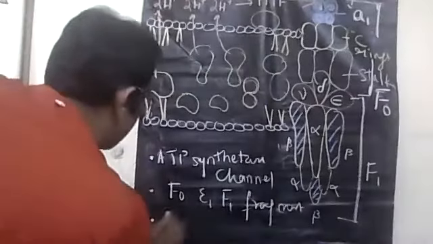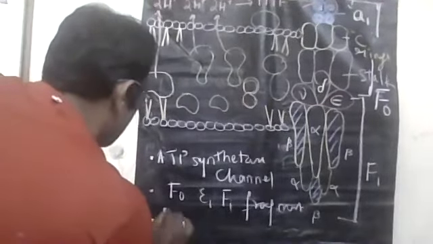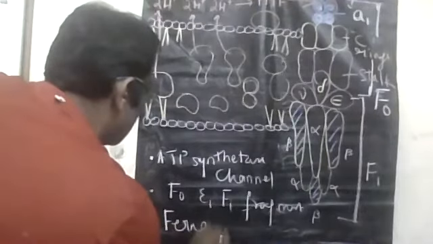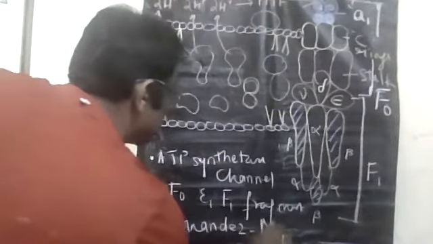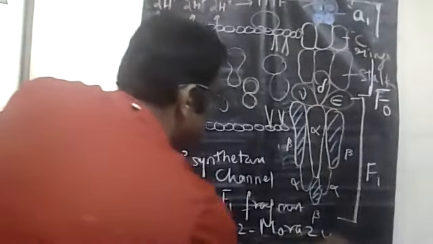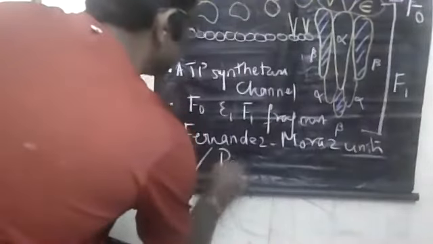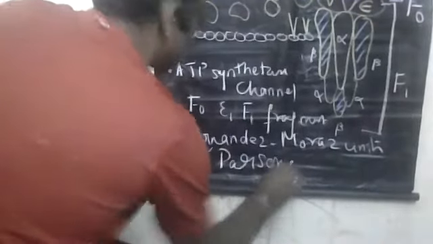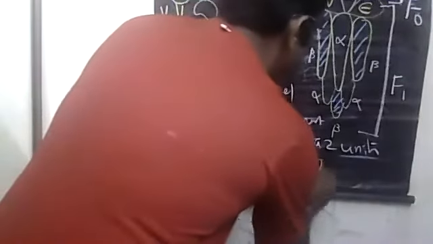Those proteins are called Fernandez-Moraz units. They worked on this. They're also called Parsons, P-A-R-S-O-N-S. So Fernandez-Moraz units or Parsons, or sometimes they're also called oxysomes.